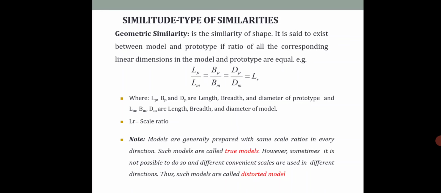Sometimes it is not possible to do so in practice, which means we use convenient scales in different directions. Such models we call distorted models.